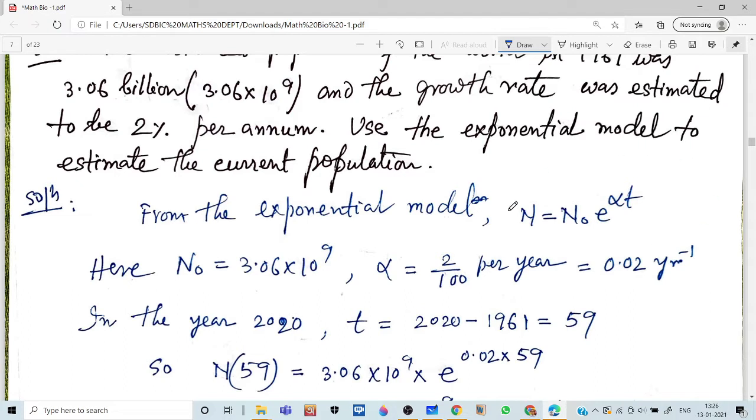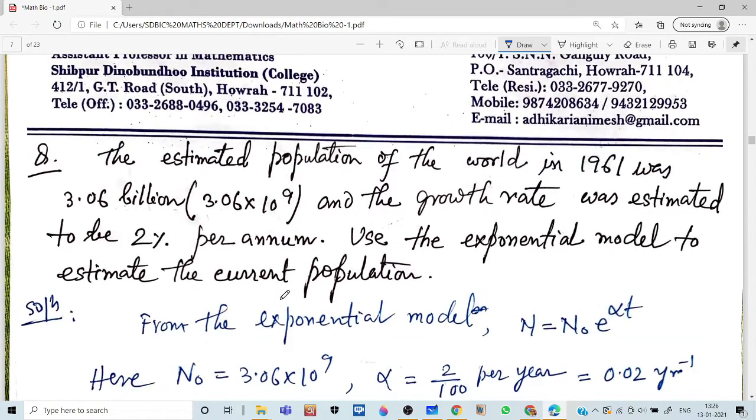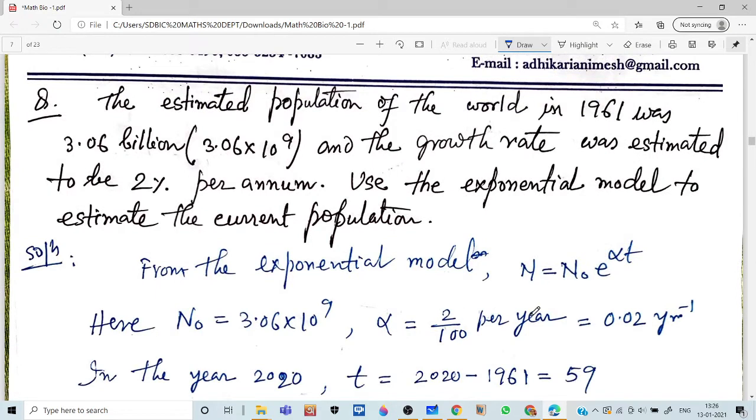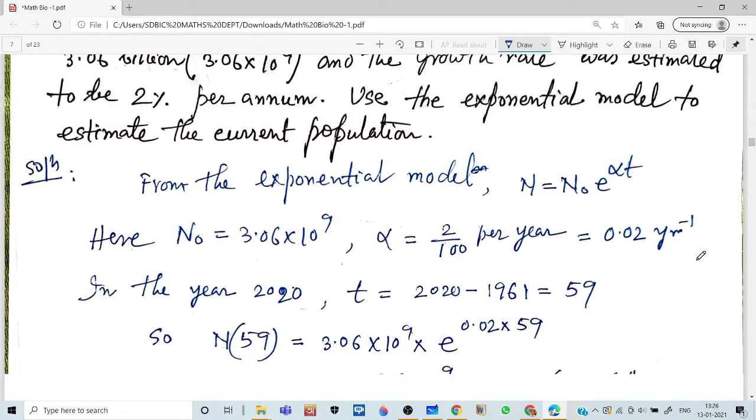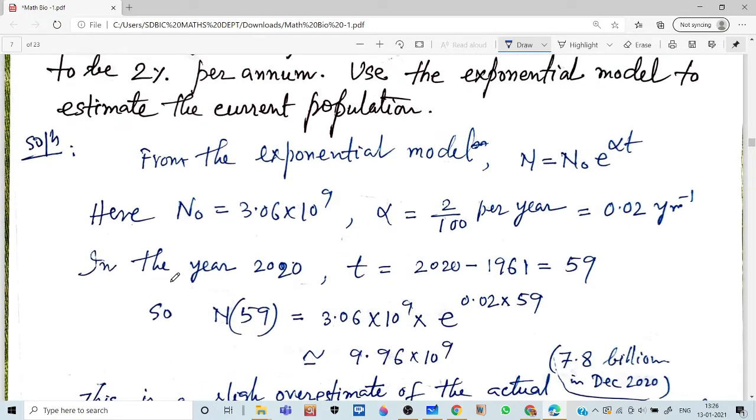For the exponential model, we have n equal to n0 e to the power alpha t. So here n0 is equal to this, and alpha is equal to 2% per annum. So 2% means 2 by 100 per annum, per year, so 0.02 per year. So here in the year 2020, t is equal to the length of the time interval, 2020 minus 1961, that is 59 years.